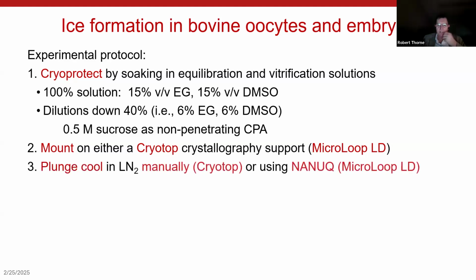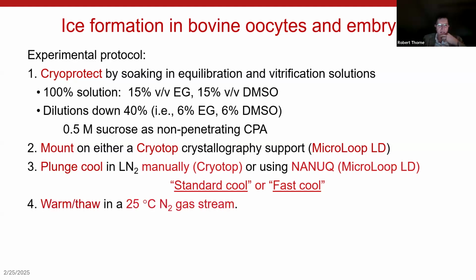And if they're on cryotops, we'll plunge cool them manually. And if they're on crystallography supports, we'll plunge cool them using that automated instrument. So this will give us two groups for further discussion, what I'll call a standard cool group using standard tools and protocols, and a fast cool group.